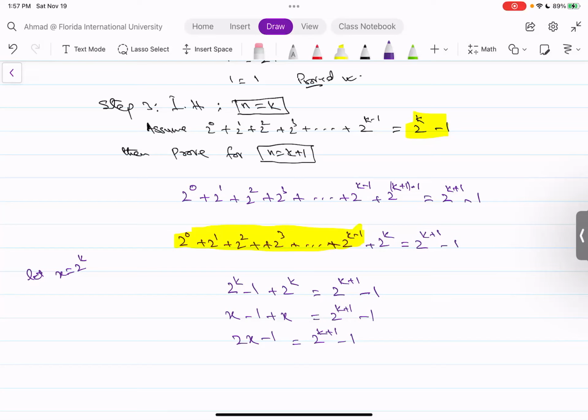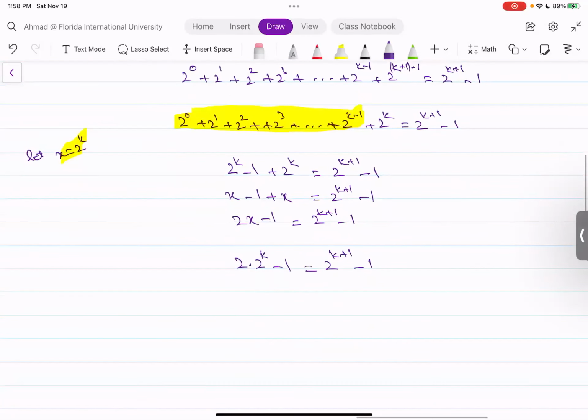Now substitute back the value of x, which is 2 to the power k. So that is going to be 2 times the value of x, which is 2 to the power k, minus 1, is equal to 2 to the power k plus 1 minus 1. That's what we have now.